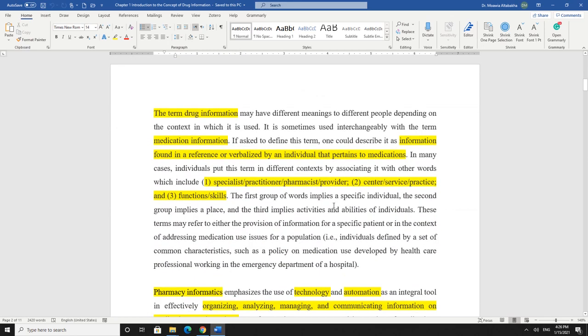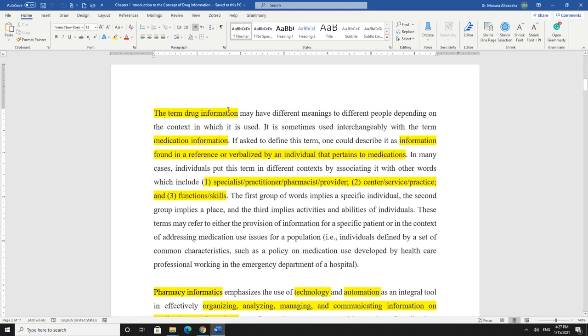Now we want to talk about the term drug information, and sometimes it is used interchangeably with another term, which is medication information. So we have the drug information and we have the medication information. Although they are interchangeable, I prefer to use medication information. Now, why do you think I prefer to use the term medication information rather than drug information?